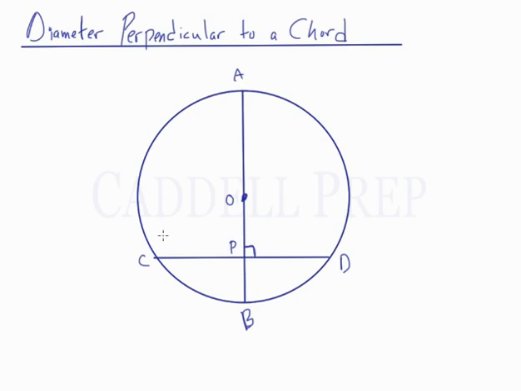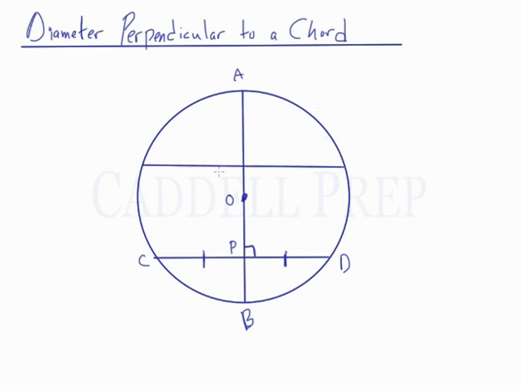Well, when a diameter and a chord intersect, the diameter bisects the chord. So CP is going to be the same length as PD. Notice that the chord does not necessarily bisect the diameter. This side, AP, is much longer than PB. But the chord is split in half. CP is the same length as PD. That'll happen regardless of where we draw the chord, just as long as it's perpendicular.